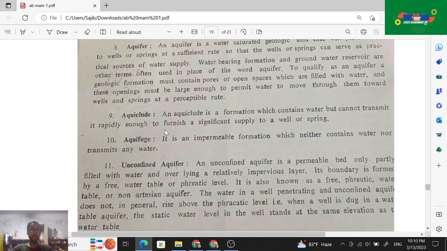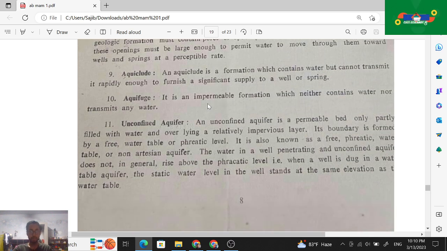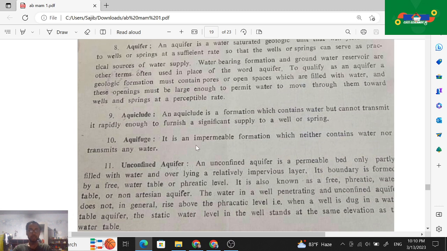Aquiclude: an aquiclude is a formation which contains water but cannot transmit it rapidly enough to furnish a significant supply to a well or spring. Aquifuge: it is an impermeable formation which neither contains water nor transmits any water.